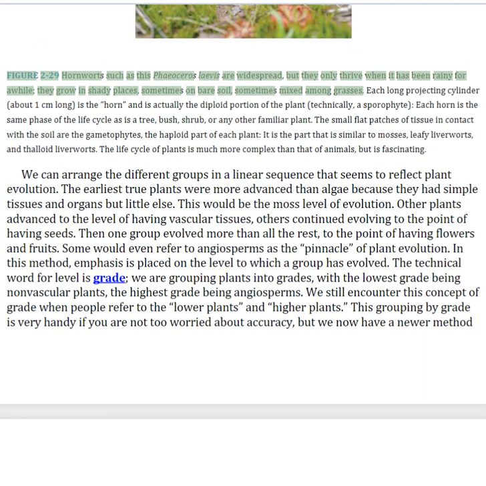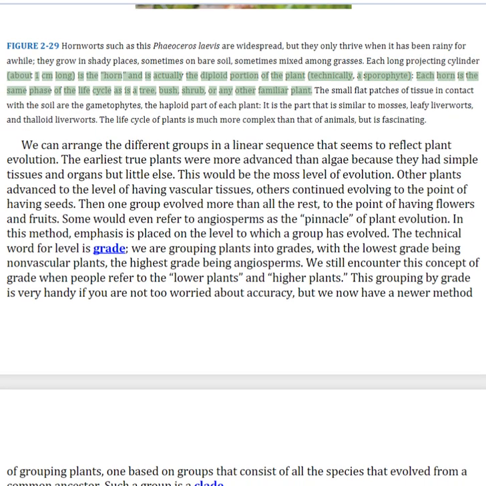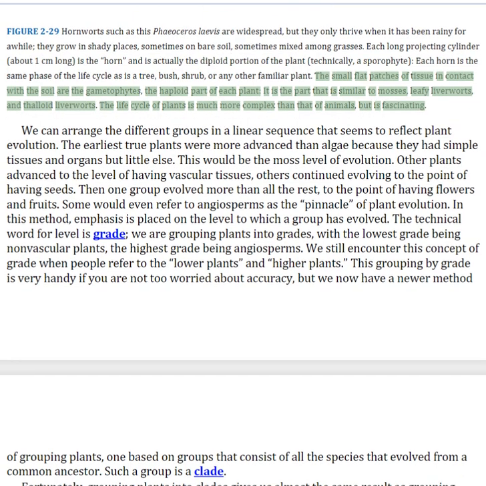Figure 229 Hornworts such as this Phaeoceros laevis are widespread, but they only thrive when it has been rainy for a while. They grow in shady places, sometimes on bare soil, sometimes mixed among grasses. Each long projecting cylinder is the horn and is actually the diploid portion of the plant. Each horn is the same phase of the life cycle as is a tree, bush, shrub, or any other familiar plant. The small flat patches of tissue in contact with the soil are the gametophytes, the haploid part of each plant. It is the part that is similar to mosses, leafy liverworts, and thalloid liverworts.